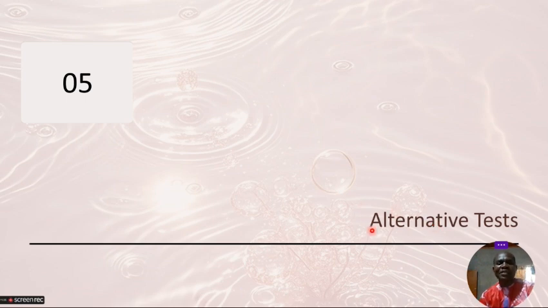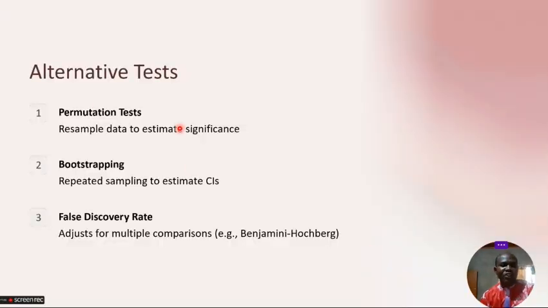Now, the fifth category are the different alternative tests we can also use for statistical significance. Number one is the permutation test, which involves sampling our data to estimate significance. We can also use bootstrapping, which involves repeated sampling of our population to establish our confidence interval. And of course, we can also have the false discovery rate, which tries to adjust for multiple comparisons. An example is the Benjamini-Hochberg procedure. Okay, so these are different alternatives for establishing statistical significance.